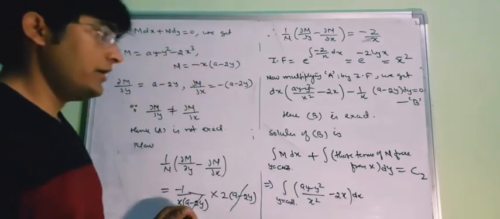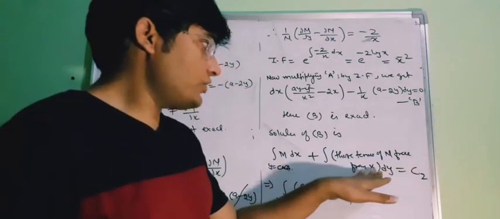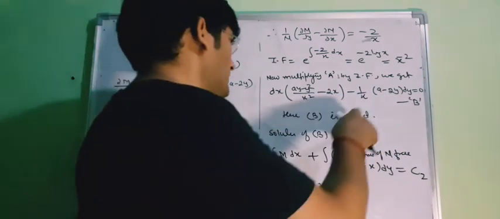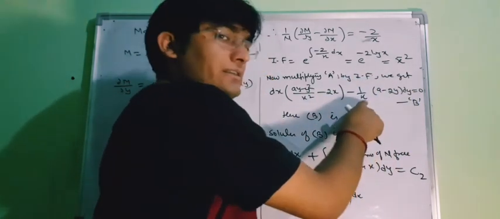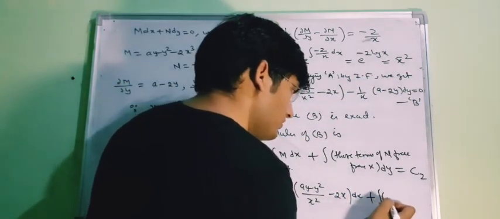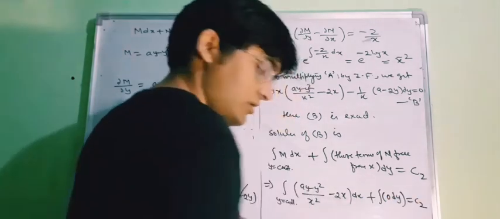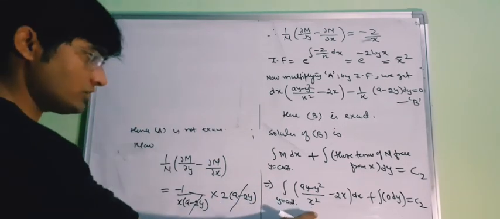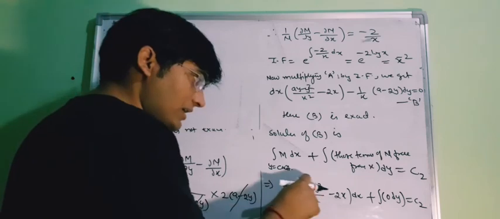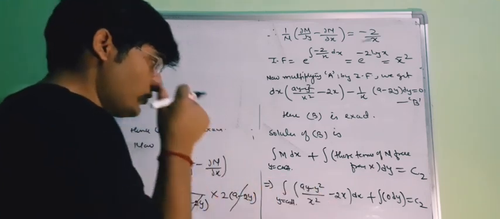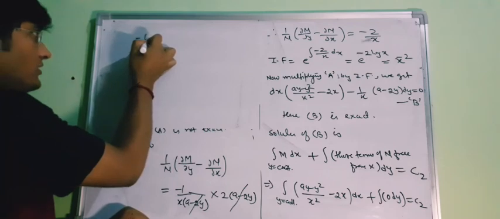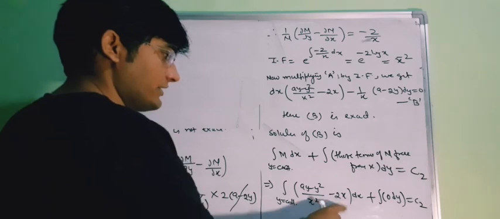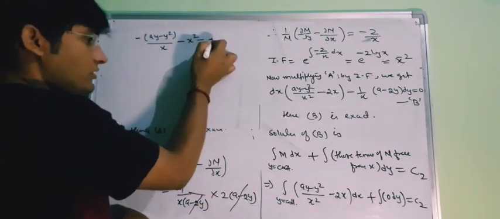Now, those terms of N free from x: you can see that there is no term in N which is free from x, because we have only one term in N and it contains x. So the integration of the second part will be 0 into dy, equal to c2. Therefore, now the integration of this one with respect to x: as ay minus y square is constant, and the integration of 1 upon x square is minus 1 upon x, we will get (ay minus y square) upon x, and then the integration of 2x will be x square, so this is minus x square, equal to c2.